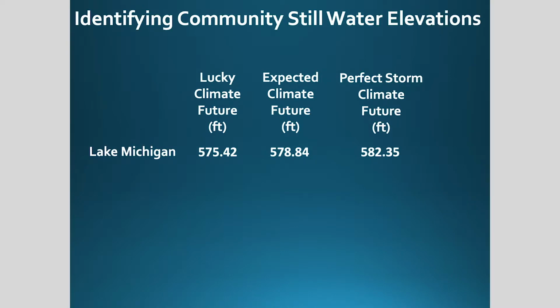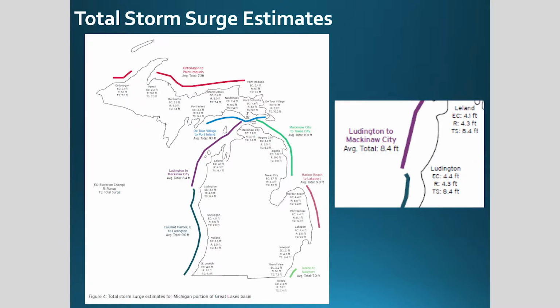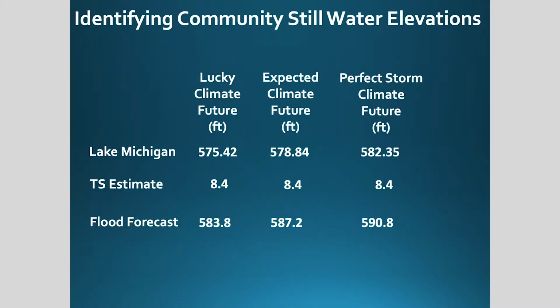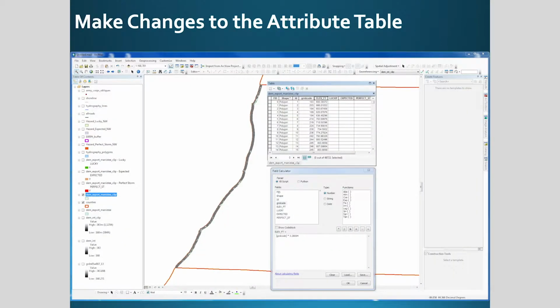Then the next thing you need to do is go to the map that Dick referenced, which is right here. I zoomed into the Mackinac-Ludington area, and it says it's an 8.4 total surge to the lake. So now we have some added numbers. We've got the elevations from the previous slide, the total storm surge, and we've got our flooding forecast 3 elevation numbers.